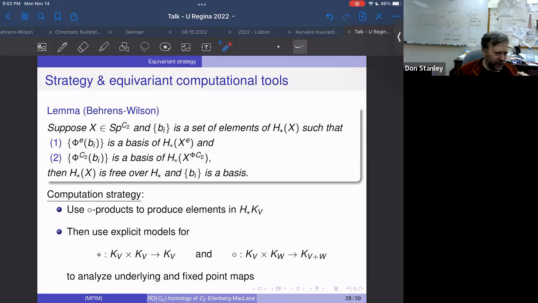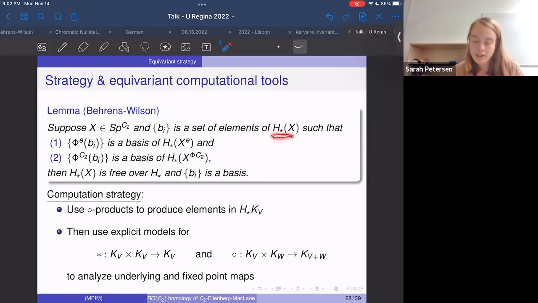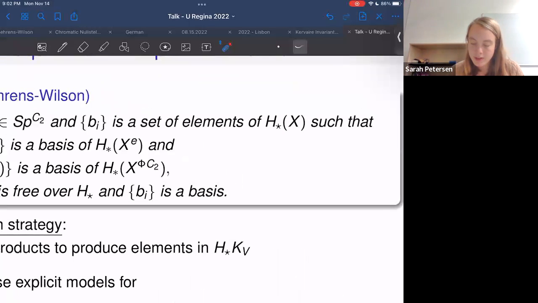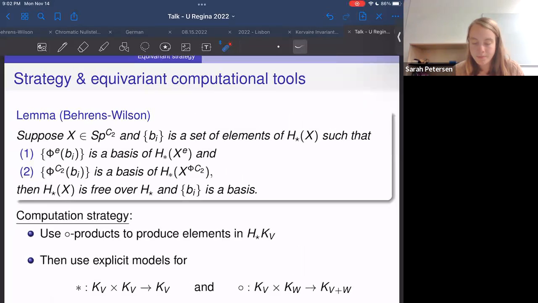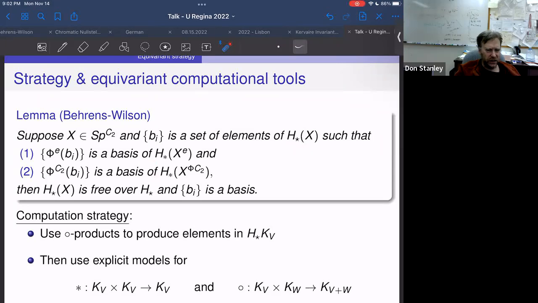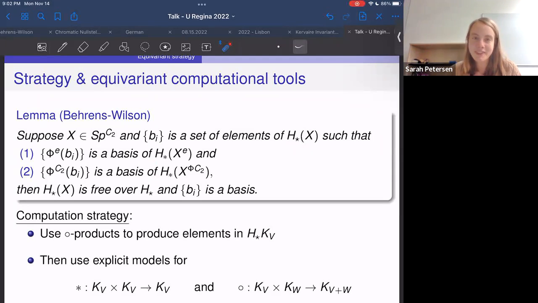So I don't quite understand. So the set of elements, H star of X, does that mean something that's not the normal cohomology? It's perhaps a bit small to see, but this is the RO(C2)-graded homology. Oh, I see. Yes, so you need to produce some elements that live in the RO(C2)-graded homology and then check these two conditions. The other ones are just normal homology. Oh, I see. And the different stars mean different things.